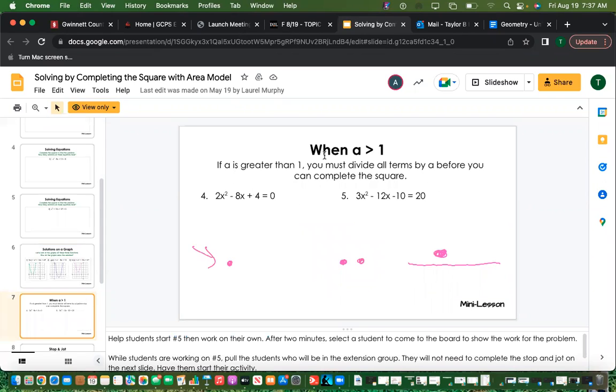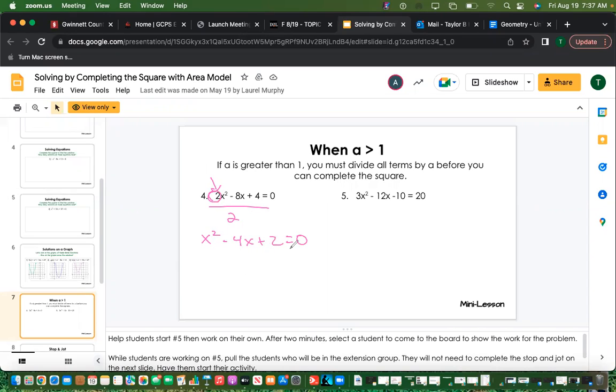Now, if a is greater than 1, you must divide all the terms before you can complete the square. All right, so before we even start anything, if all of these are divisible by the same number, we're going to divide out first. And then we're going to actually complete the square. Okay, so if they have a GCF and they have a number that's bigger than 1 for my leading coefficient, then we're going to divide by that all the way out.